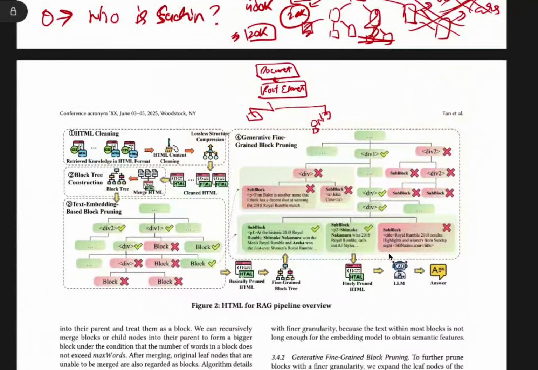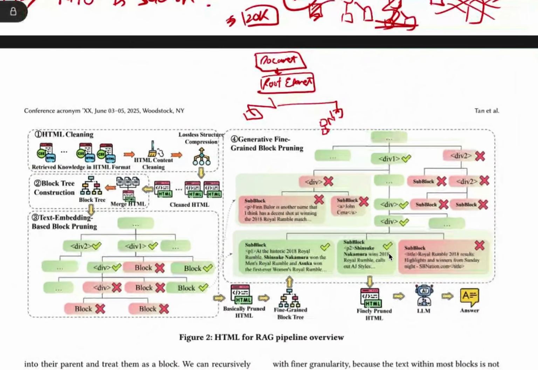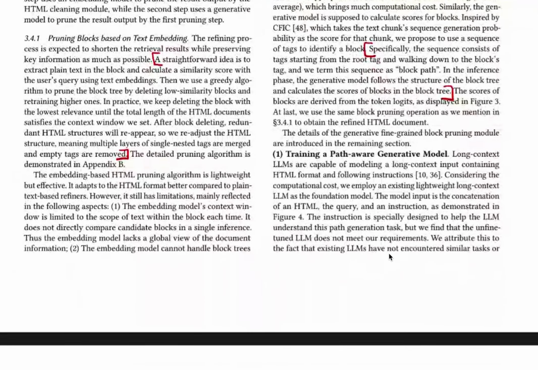Let's understand this structure. You have your model, you have the documents. Now these HTML documents, you will do HTML cleaning, a lossless structure compression. Then you will have some clean HTML. You will do some merging, then you will have some block tree. Then you will do text embedding based pruning. The ones which don't have a good score will be removed, basically pruned HTML. Then you will have a fine grained block tree, and again you will do generative fine grained block pruning, and then finally pruned HTML. You will pass this to the LLM along with your query, and you will get your answer. Sounds easy, but obviously coding that must not have been easy.